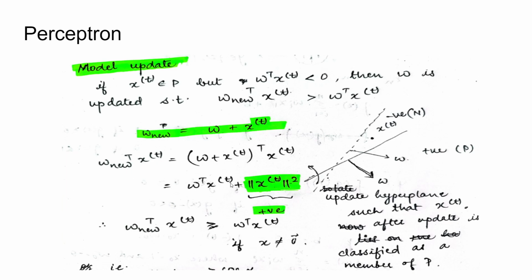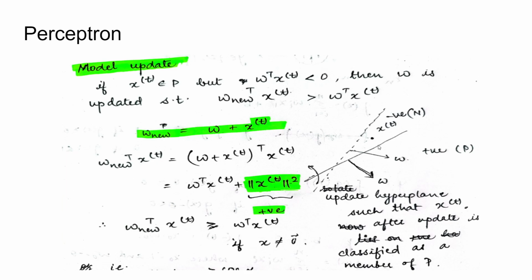So this is our initial dot product which we had with the current estimate of w, plus the norm of x of t. Now this term will always be greater than 0 unless x is a 0 vector. In that case it will remain unchanged. That means w new transpose x will be same as w transpose x, but otherwise this value will always be positive if x is a non-zero vector. Okay, so which means that w new transpose x of t is greater than or equal to w transpose x of t, and this will be strictly greater than w transpose x if x is not equal to 0.